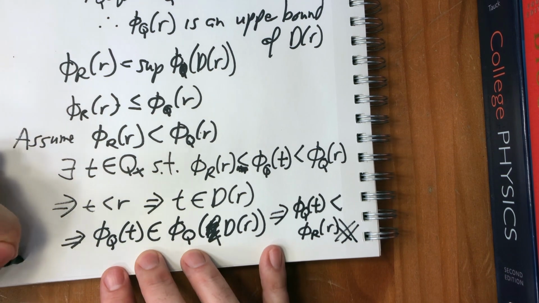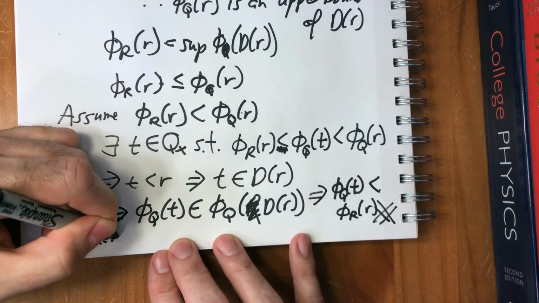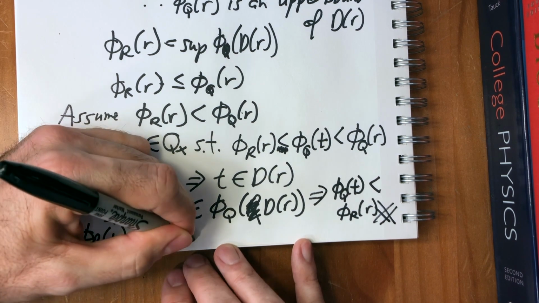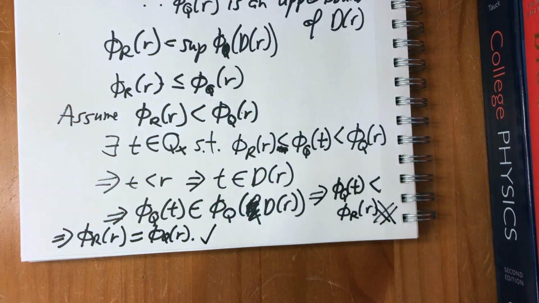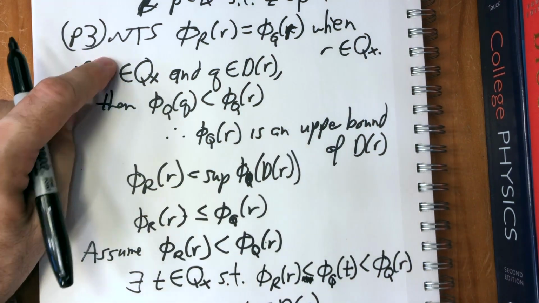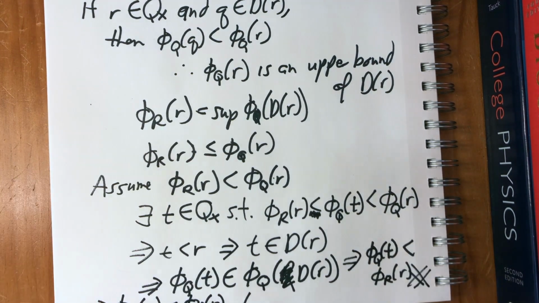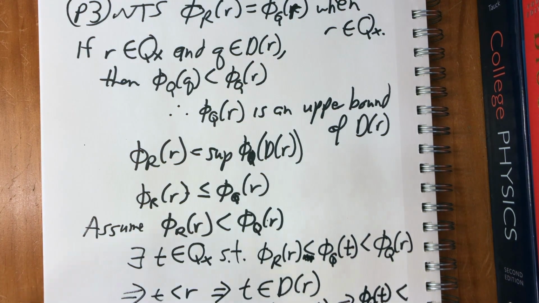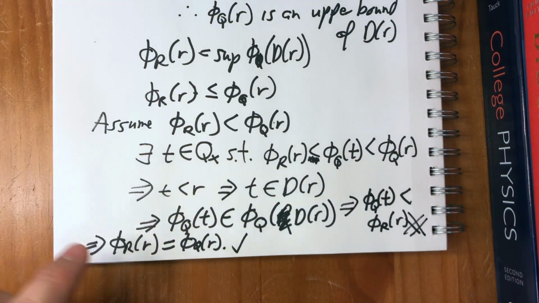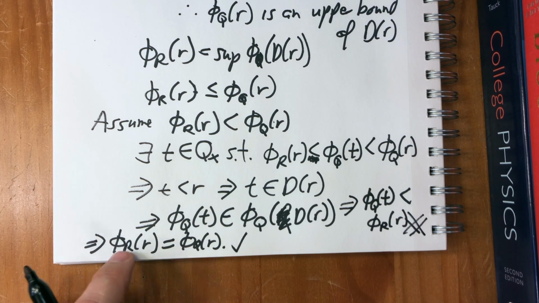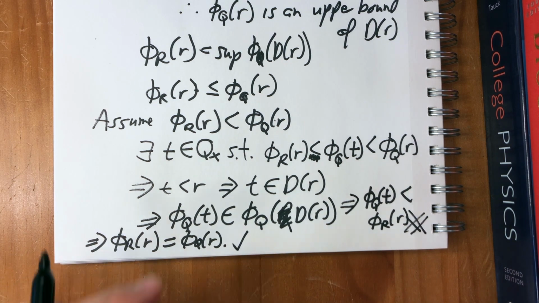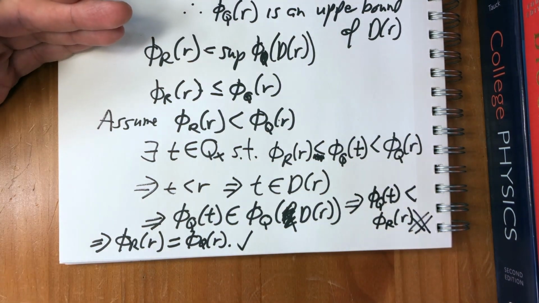So therefore, phi R of r equals phi Q of r. So what that means is that at least as far as the rational numbers are concerned, if the r that we're using to make our set is rational, then phi R of r is the same as phi Q of r. So we've extended phi Q to the real numbers, to the real map, at least as far as rational numbers go.